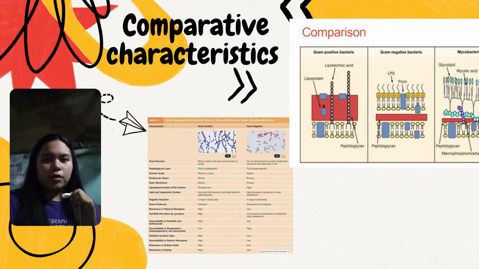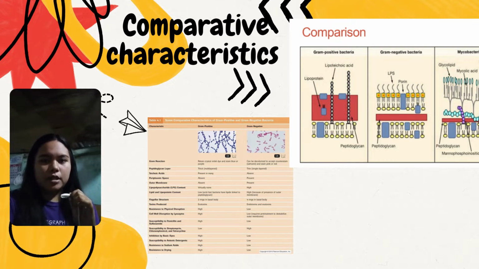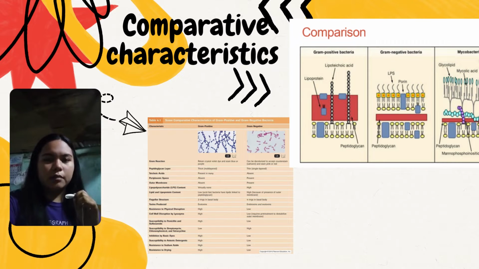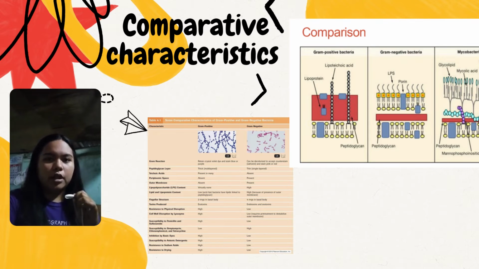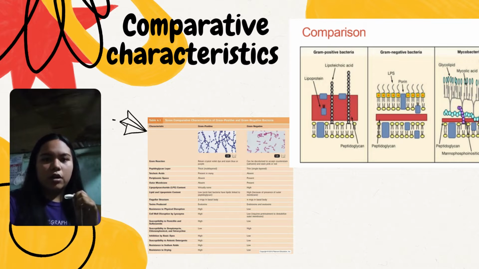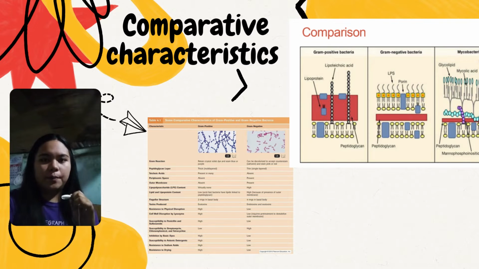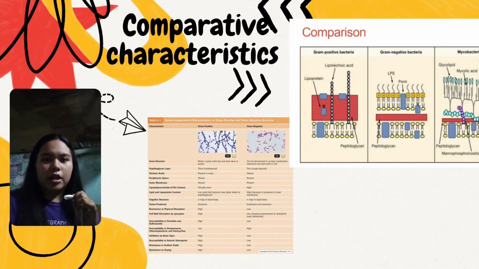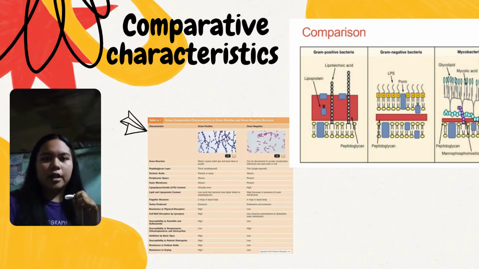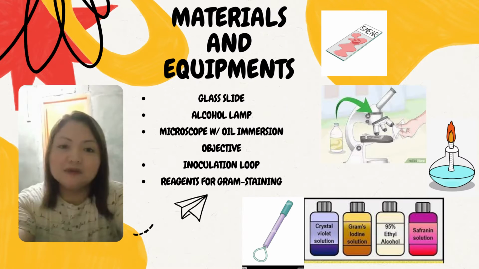Let's proceed to some of the comparative characteristics of gram-positive and gram-negative. In gram reaction, the gram-positive retains the crystal violet dye and stains blue or purple, while the gram-negative can be decolorized to accept the counterstain safranin and stains pink or red. In the peptidoglycan layer, gram-positive has a thick multi-layered one, while gram-negative has a thin single-layered one. The teichoic acid of gram-positive is present in many, while in gram-negative it is absent.